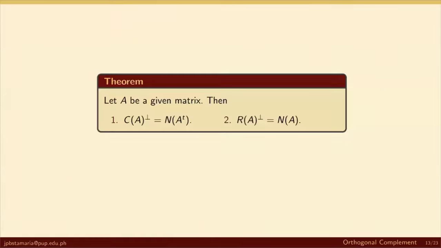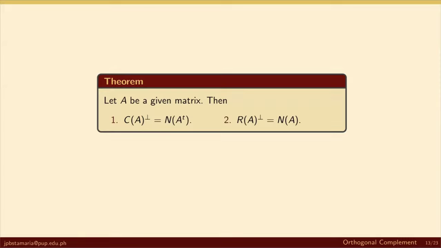Okay, and we now state it as a theorem. So let A be a given matrix, then the orthogonal complement of the column space is basically the left null space, while the orthogonal complement of the row space of A is just the usual null space of A.